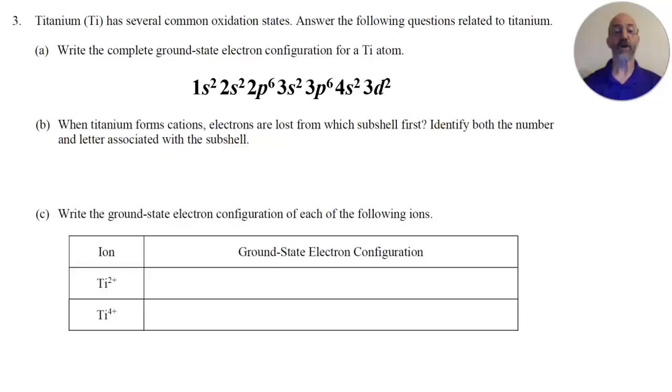Now, moving on to part B of question 3. It says, when titanium forms cations, electrons are lost from which subshell first? Identify both the number and letter associated with the subshell. Well, the two choices that most students would make for losing electrons from titanium would be, are we removing electrons from the 3d subshell, or are we removing electrons from the 4s subshell?